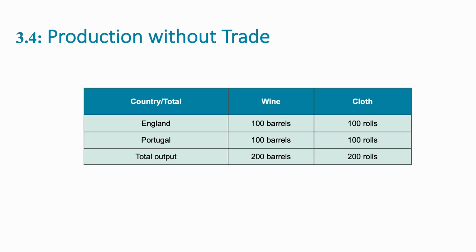In this example, this is production without trade, which basically means that England and Portugal don't specialize. They both decide to do both. England uses 220 workers and Portugal uses 170 workers. But both still produce the barrels and the rolls of cloth as they want to. It's just less costly for Portugal.